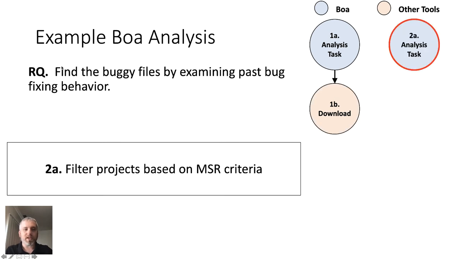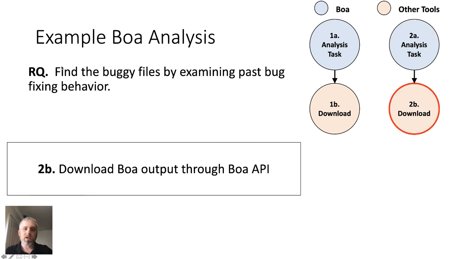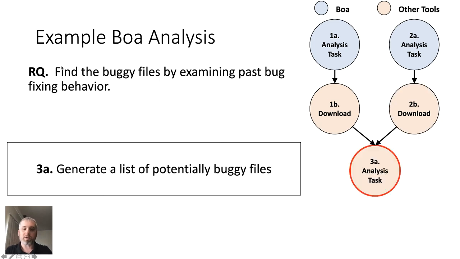The second analysis task, though, is to actually go and filter all of the projects using standardized mining software repositories criteria. Things like having a minimum number of commits, or possibly a minimum number of committers, or a long enough timeline, to try to filter out things like toy projects or class projects. This is often very standardized in the field, so we would like to do that in our analysis as well. So then we go and obviously download those results as well. Now that we have these two analyses downloaded, we can go and create the final task, which actually generates the list of all potentially buggy files.